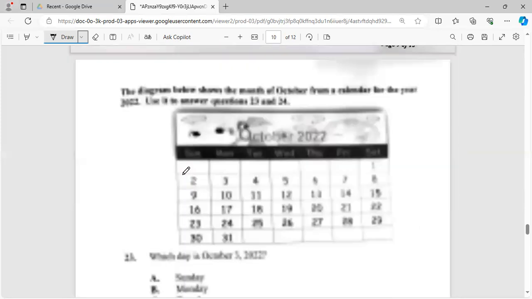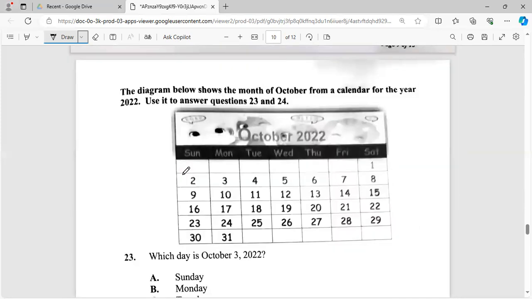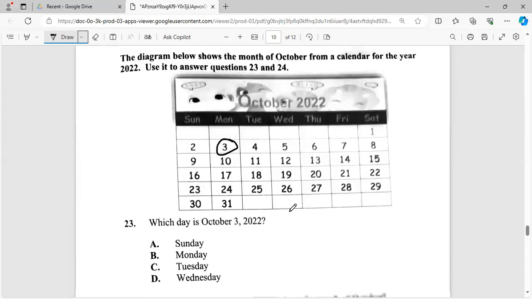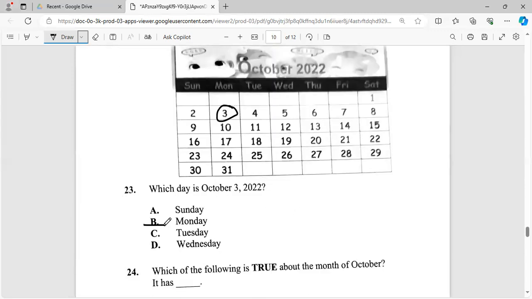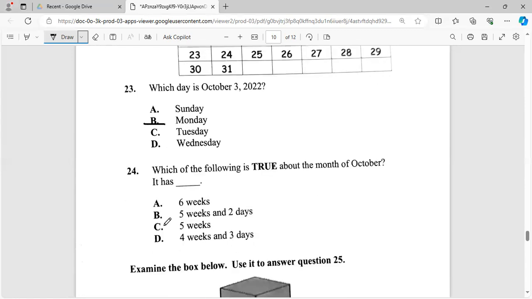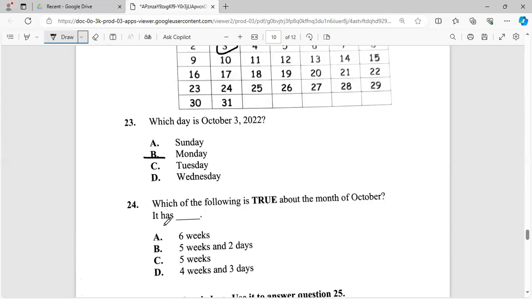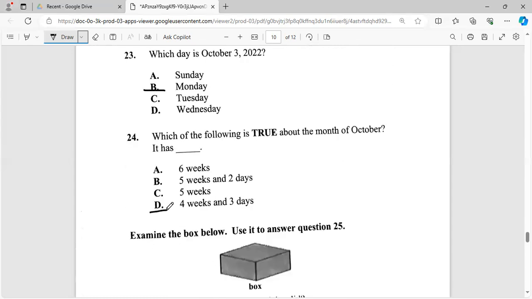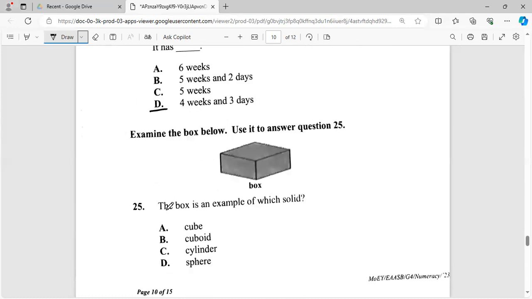Let's go. The diagram below shows the month of October, which is the best month of the year, from a calendar for the year 2022. Use it to answer questions 23 and 24. Which day is October 3rd? So now we have 1, 2, 3, and that would be a Monday. Which of the following is true about the month of October? We have 5 weeks and 2 days, 4 weeks and 3 days. I'm not going to reach 5.